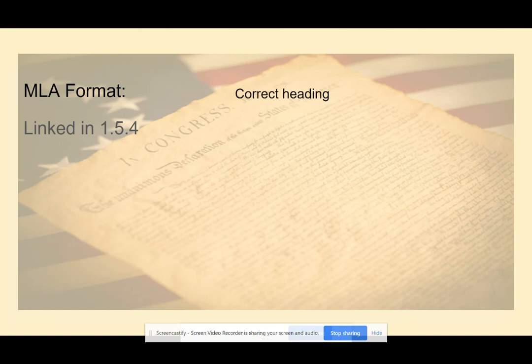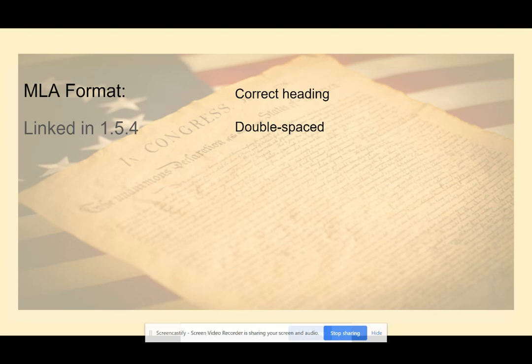You want to make sure that you have the correct heading at the top. Remember that the heading is in the text of the document. It's not in the actual header. The only thing in the header is your last name and the page number. Then, as it shows, it's your name, class name, the date in MLA format, and my name. Make sure you look at the reference sheet though. I do want it double spaced.